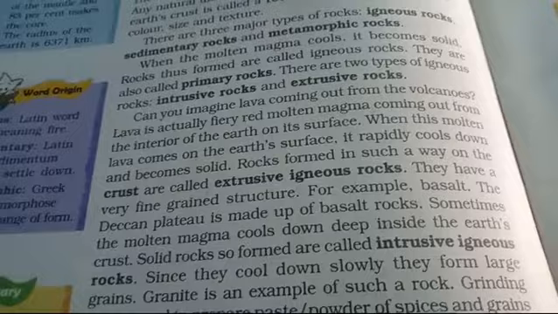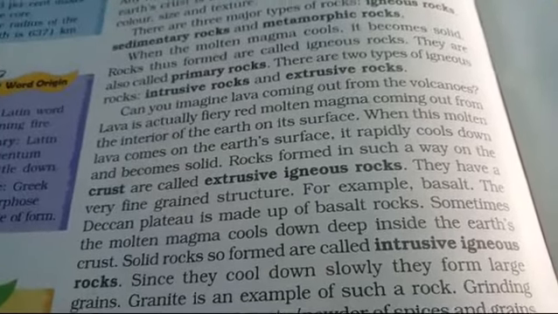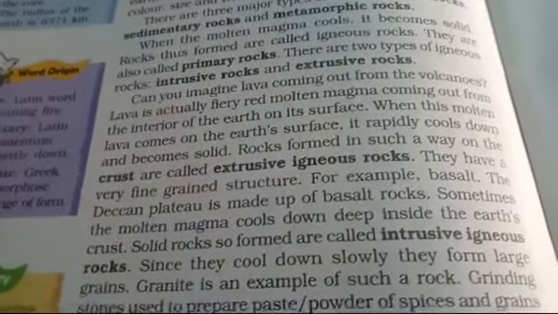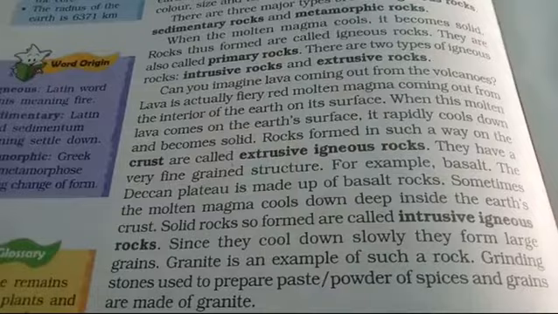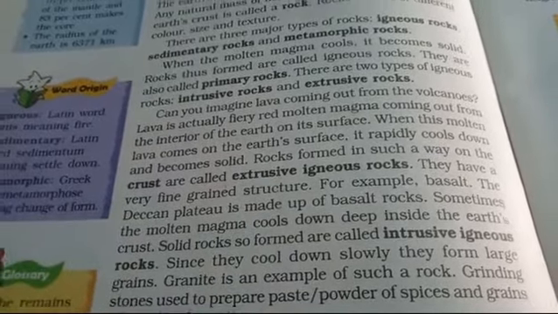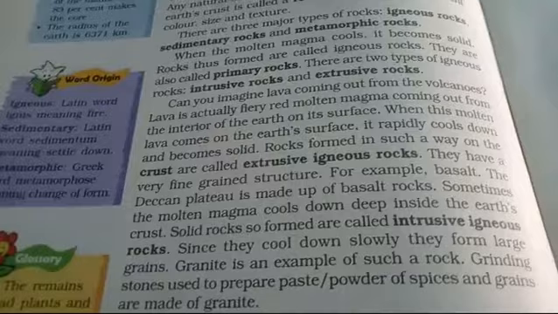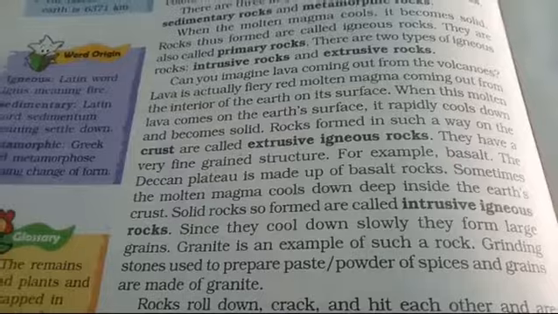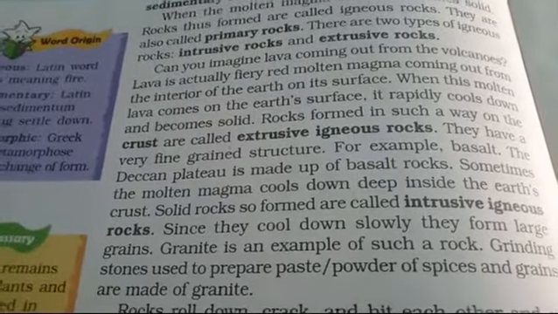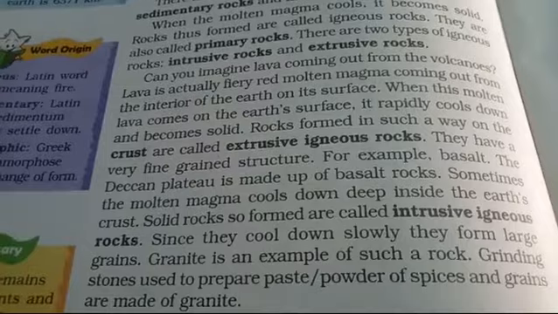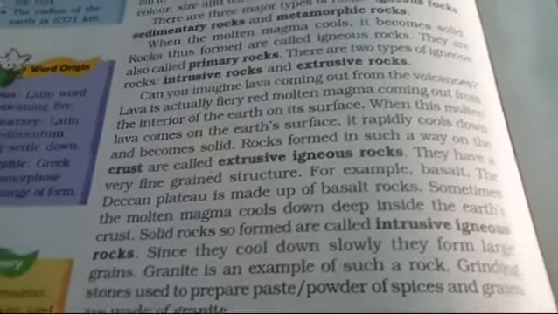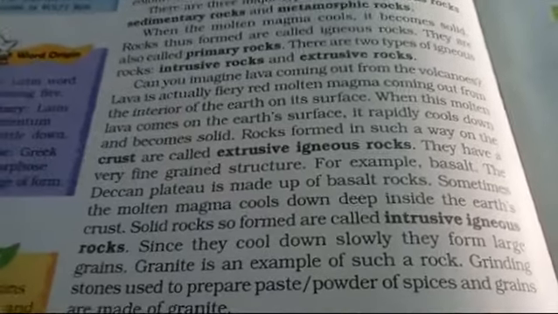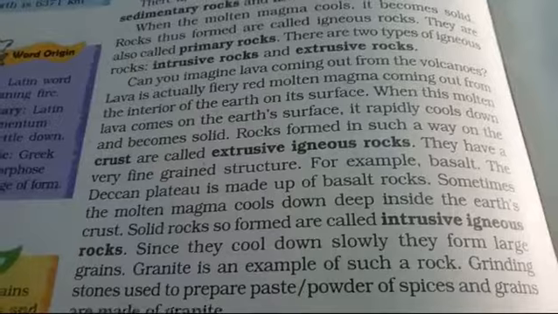When this molten lava comes on the earth's surface, it rapidly cools down and becomes solid. I told you this fact beta in the earlier video also, that it comes out, settles there, cools down very quickly, and after cooling it takes a solid form. Now rocks formed in such a way on the crust are called extrusive igneous rocks. And the rocks that form on the outer surface of the earth are called extrusive rocks.